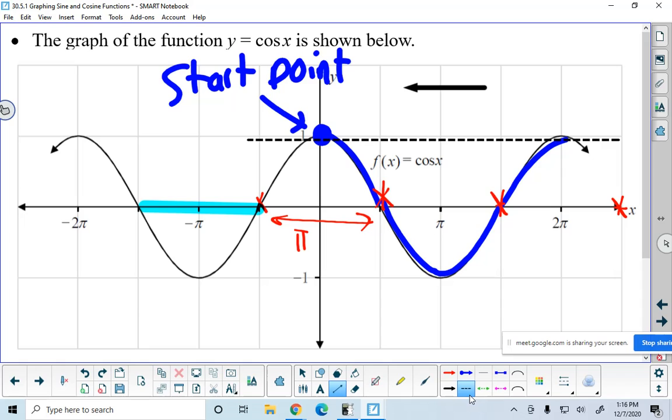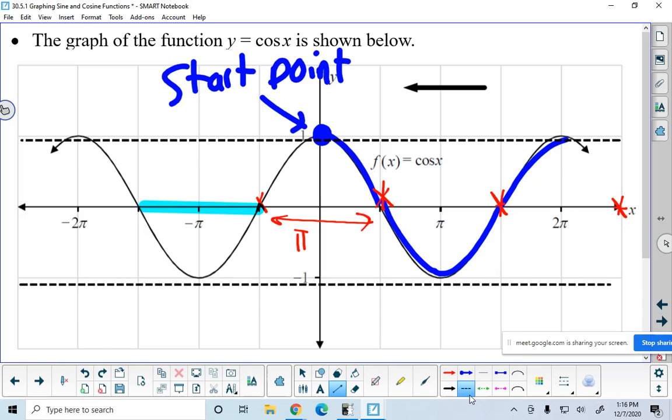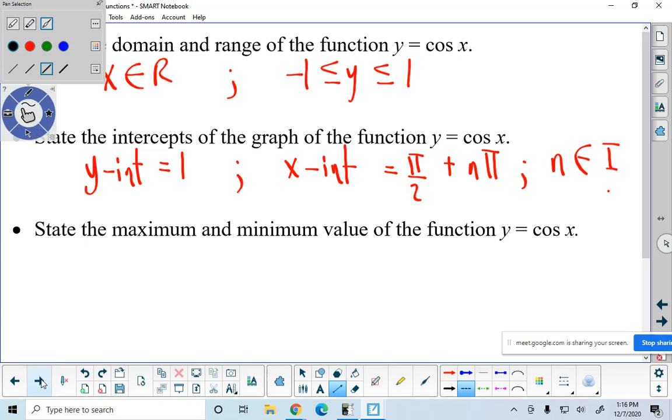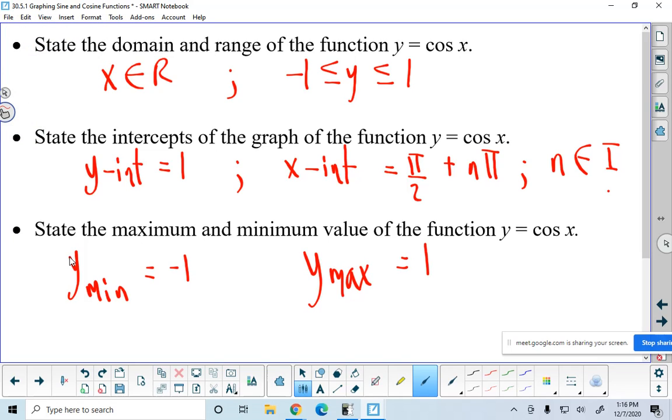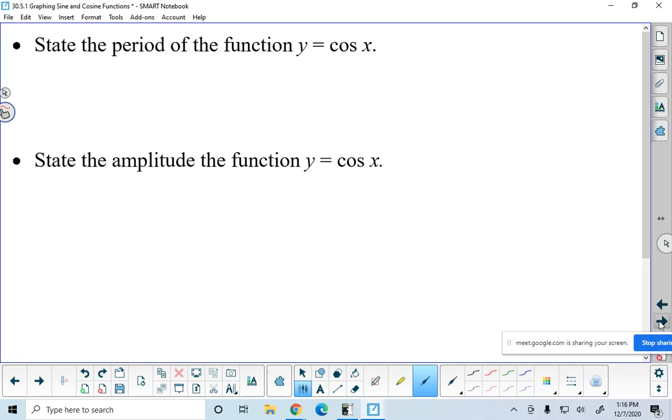This graph peaks at 1 and it valleys at -1. So y min is -1, y max is 1. And now we can talk about the amplitude and the period. The amplitude and period are going to be the same as they were for sine. The amplitude is going to be 1, the period is going to be 2 pi.